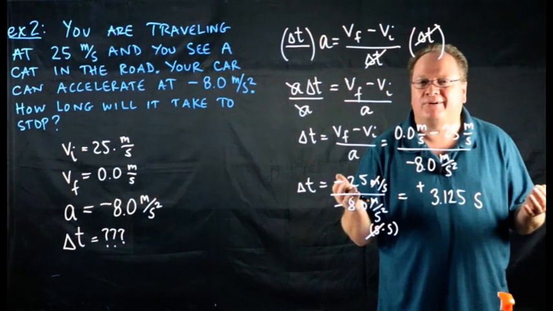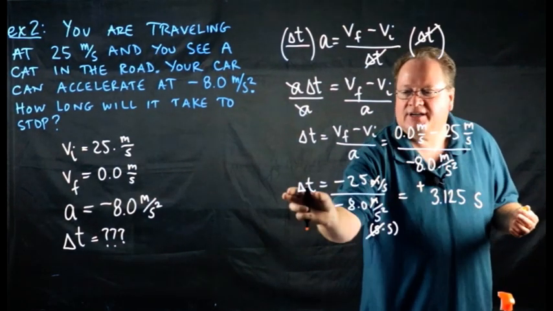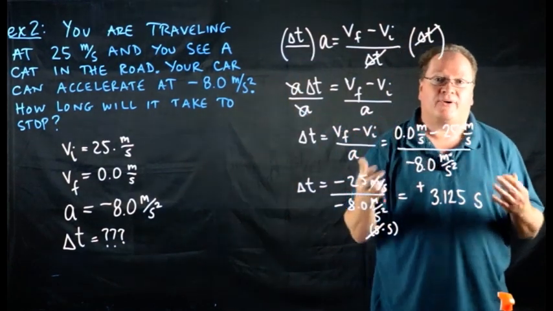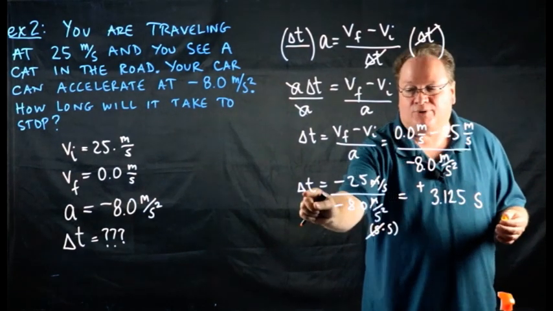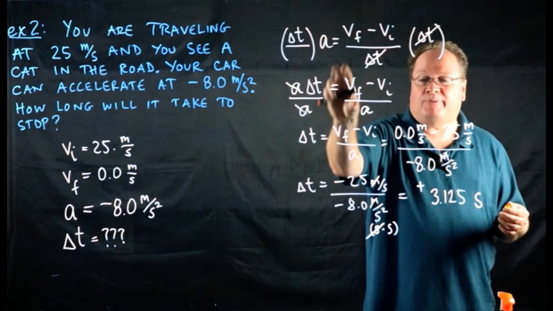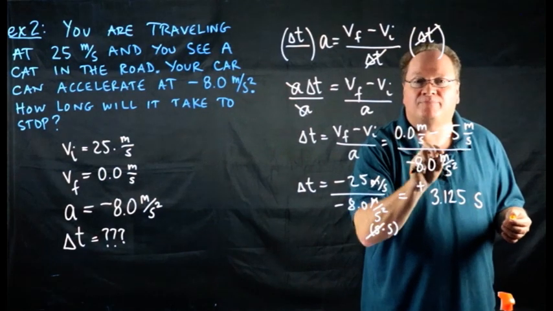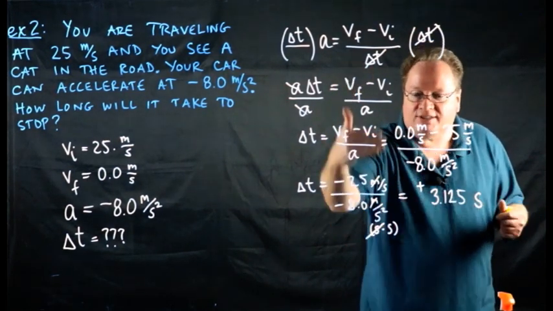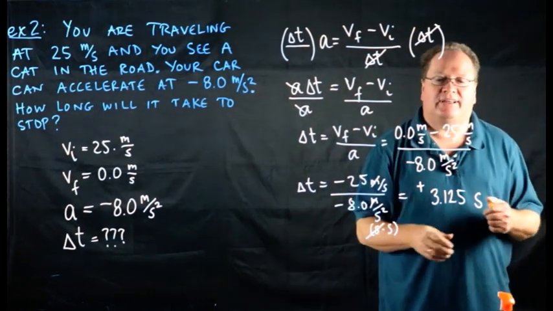Why would I bother? If I get the right unit here for delta t, it means that my algebra was probably correct. If I get some funky unit here that doesn't really go with time, then I probably messed something up here. This is a check on your math, you guys. You will not miss questions due to algebra if you work the units all the way through and you end up with the right unit. It's not something you just throw on at the end.